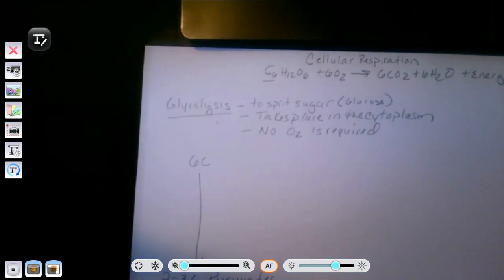And there are 2 phases. There's an energy investment phase and an energy payoff phase. Energy investment, there has to be some activation energy that gets the process going, just like you have to put some money in the bank to earn interest. The activation energy is going to be ATP.